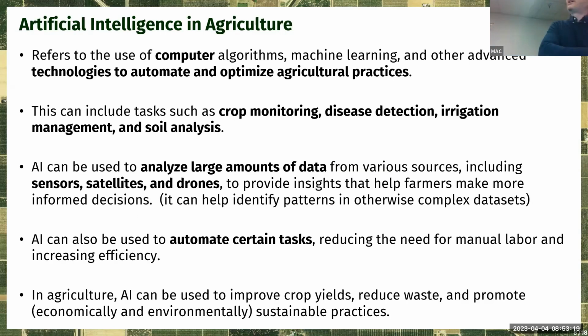So here's where artificial intelligence can play a role, and that's basically the technology that refers to the use of computer technologies for automating, optimizing, and monitoring agricultural systems. And basically it can be separated between crop monitoring applications, disease detection applications, irrigation management, and soil analysis. And we'll see some of these examples today from the different talks.